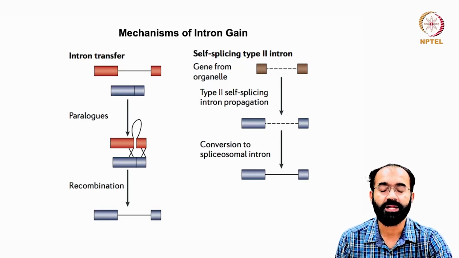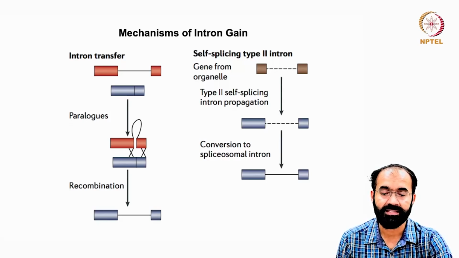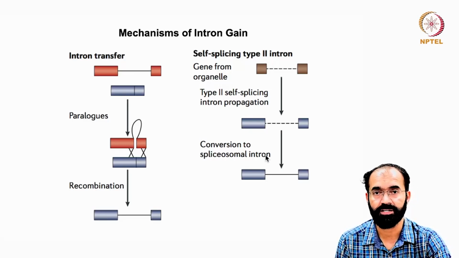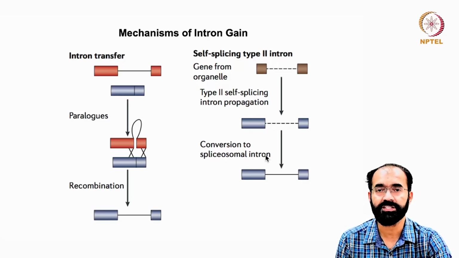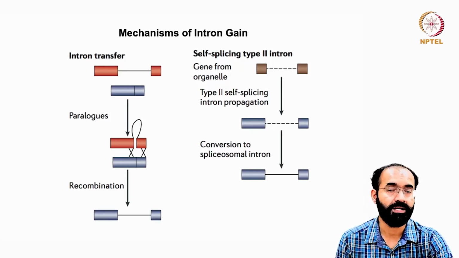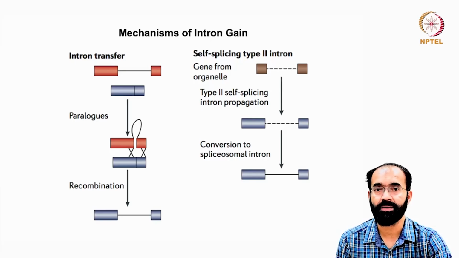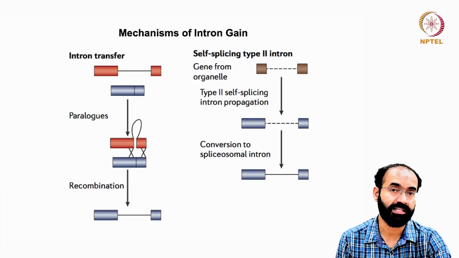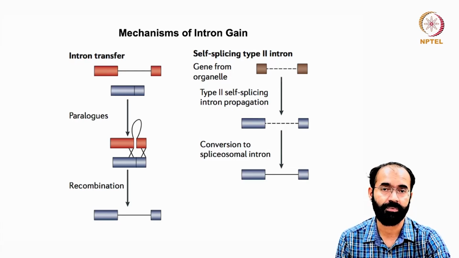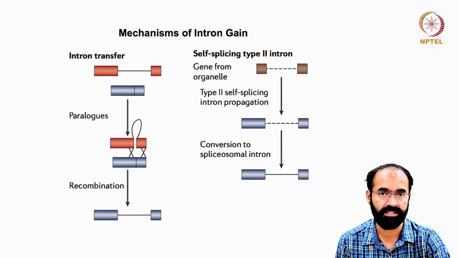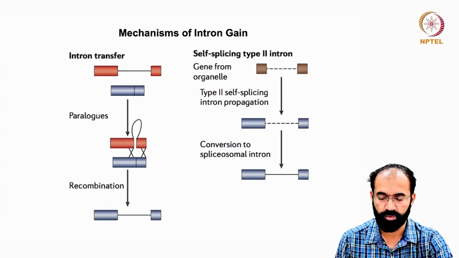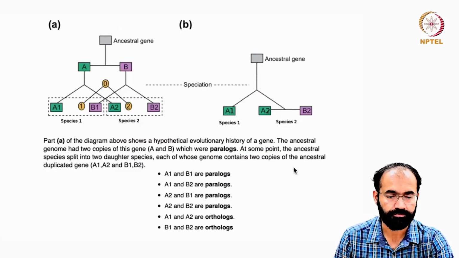And also self-splicing type 2 introns, we have seen it, a gene from one organelle, self-splicing can happen, and this self-splicing intron can convert into a spliceosomal intron, because group 2 introns have all the features of a normal spliceosomal intron, because it has a branch point, etc. It's a question of retaining other features like 5' GU, 3' AG, polypyrimidine tract, etc. And this can now act as a spliceosomal intron. So this is another way of intron gain.